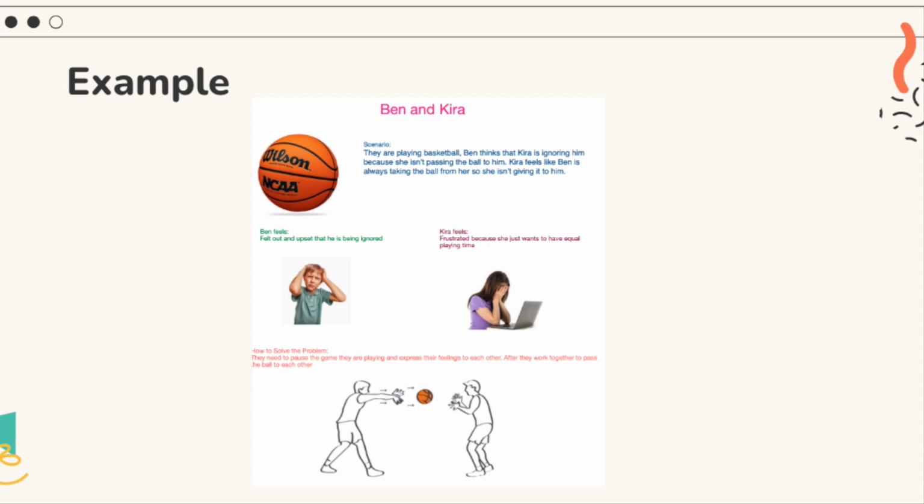So a small way to solve this problem is for them to just pause the game for a second and just talk about how they're feeling. So he can say that he's feeling ignored while she can say that she wants to just have equal time. So that way they can talk this out and then they can start passing to each other during the game. So this is just a small example. There's a couple pictures, so just add a little more detail into yours and draw whatever you like.